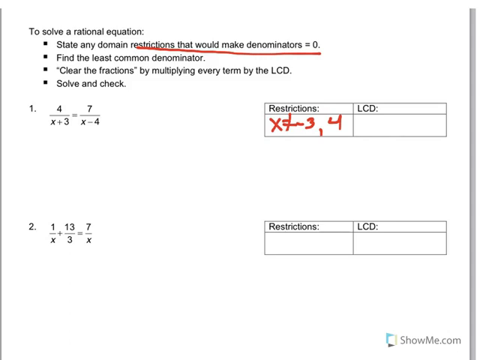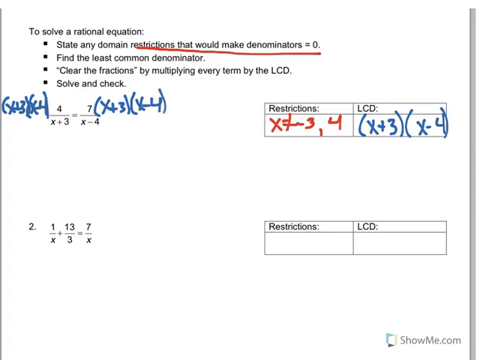Now, as far as the least common denominator, my least common denominator is going to be my two denominators. So I'm going to do x plus 3 and an x minus 4. So what I want to do is multiply every fraction by my common denominator. So I'm going to multiply the top part by x plus 3 and x minus 4. And same thing with the 7. I'm going to do x plus 3 and x minus 4.